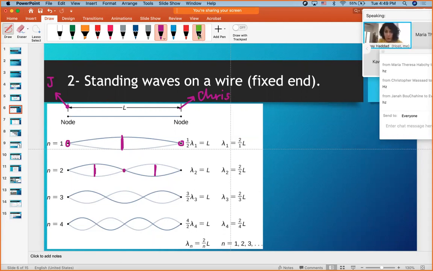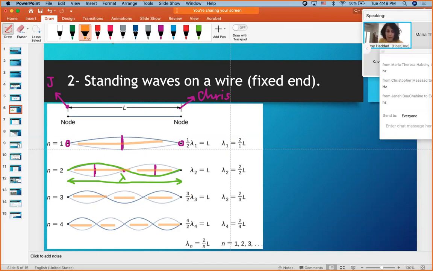If you really look close, you will see that this is equivalent to the full wavelength, okay? So if you take the wavelength of the incident wave and the wavelength of the reflected wave, which is the same, you will notice that the resultant wave will have the same wavelength, which means if you want to call this a loop, and this is another loop, and so on, you can probably tell how long a loop is.